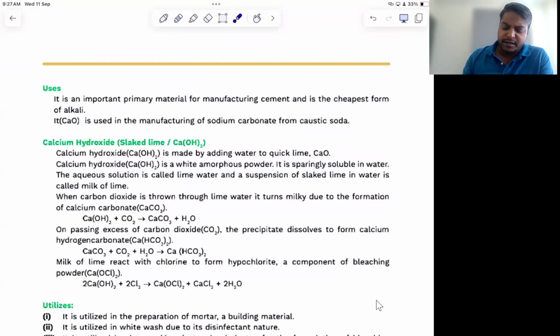That's why it is mainly used. It is an important material for the manufacturing of cement and the cheapest form of alkali. It is used in the manufacturing of sodium carbonate from caustic soda.